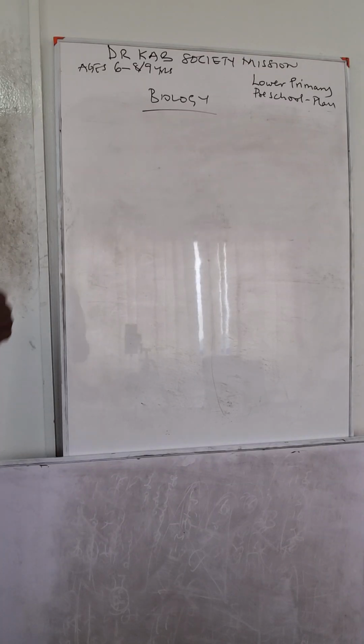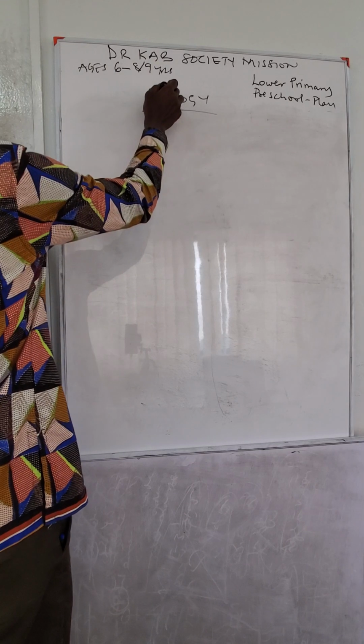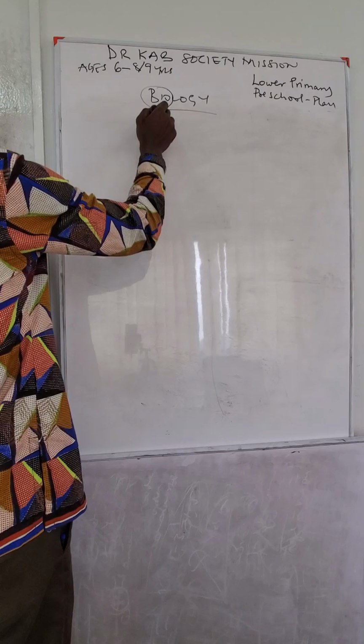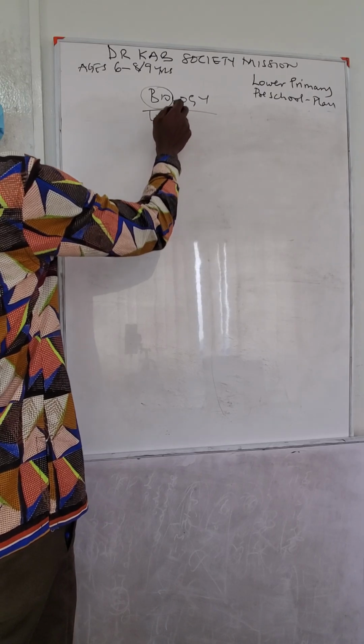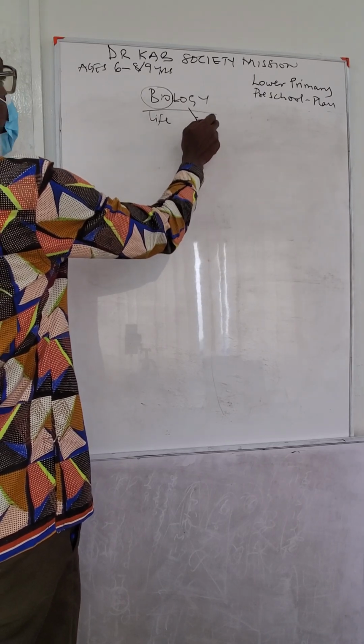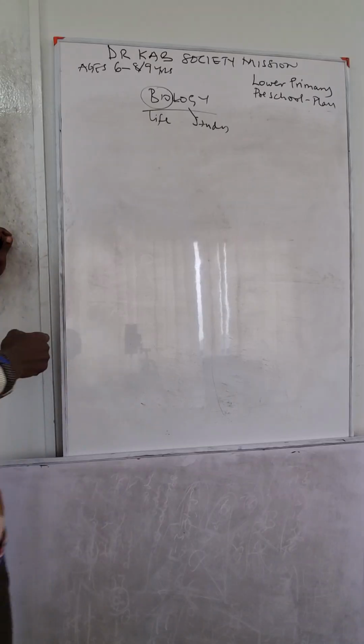Alright, so we are now starting with biology. Bio means life, so we are talking about life. Logy means study. So biology is the study of life, of living things.